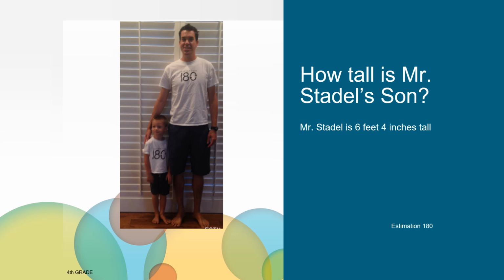I notice that Mr. Stottle's son is just a little bit more than half of Mr. Stottle's height. If Mr. Stottle is 6 feet 4 inches, half of that would be 3 feet 2 inches. And if his son is just a little bit taller than that, my guess is that his son is about 3 feet 5 inches. What is your guess?